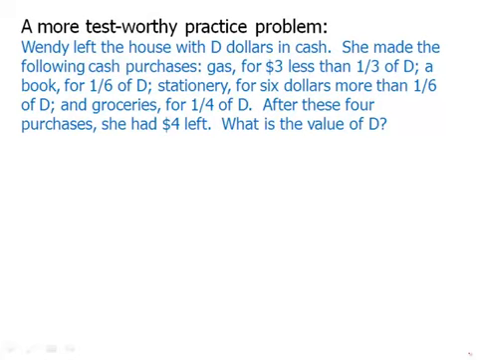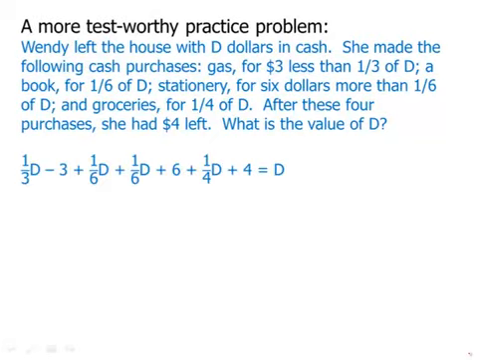Well, very fortunately, they give us a variable, so we'll just stick with that variable, and everything is expressed in terms of that variable. So we can say D minus 3, that's the gas, plus 1/6 D, that's the book, plus 1/6 D plus 6, that's the stationery, plus 1/4 D, that's the groceries, plus the $4 left, all that together add up to D. So I'll do a little simplifying. 1/6 plus 1/6 is 1/3. And also neaten up the numbers. They just reduce to plus 7.